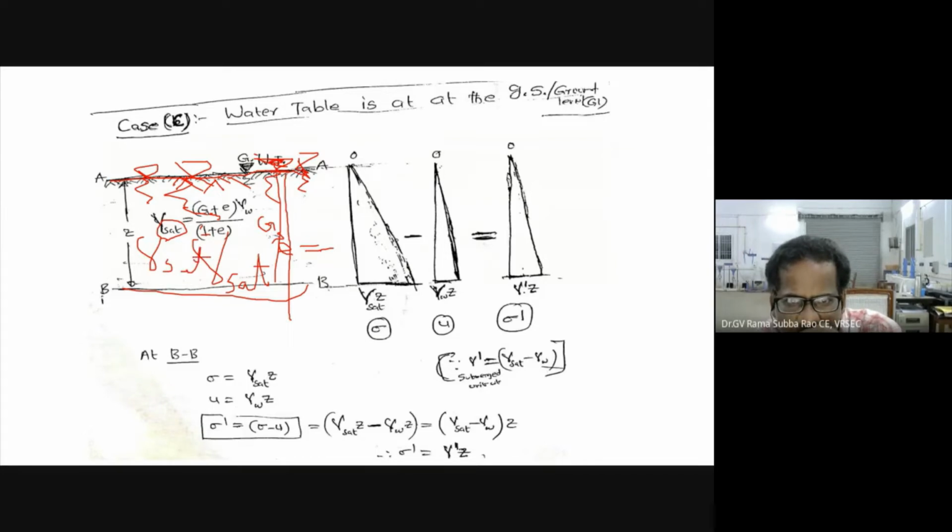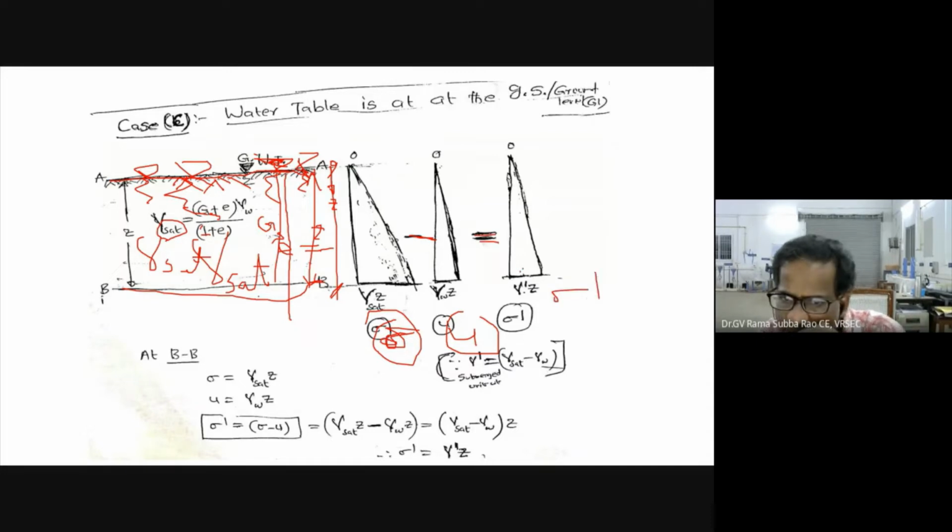Now our interest is to compute vertical stress at a depth Z. Z is 0 at ground surface, and Z is equal to H at the bottom of the soil layer. Here I'm going to calculate sigma. As I told you, our first intention is to compute total stress, then pore water pressure. Then ultimately we get sigma dash by subtracting pore water pressure from total stress, which is the effective stress.